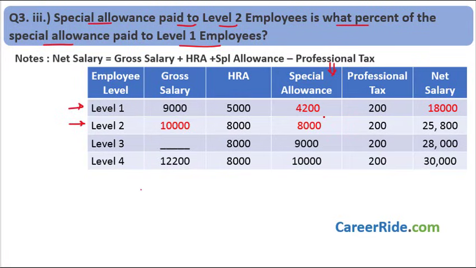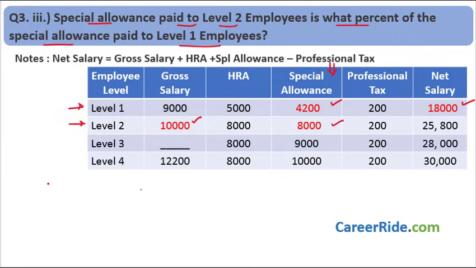Okay. So now what I've done is the figures that we found out, the blanks that we filled, I've written those figures in the red font now. So this 4,200, this 18,000, 8,000, 10,000 is what we computed. These were the blanks earlier. For the purpose of computation, for the ease of understanding this. Okay. Now what is asked to me?